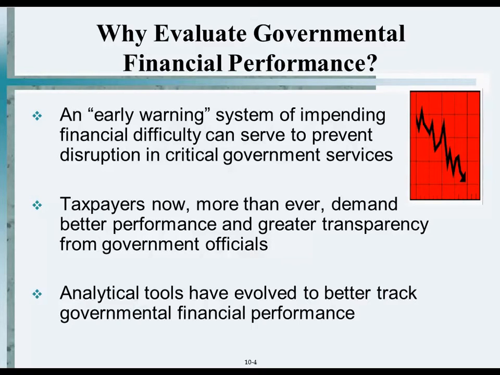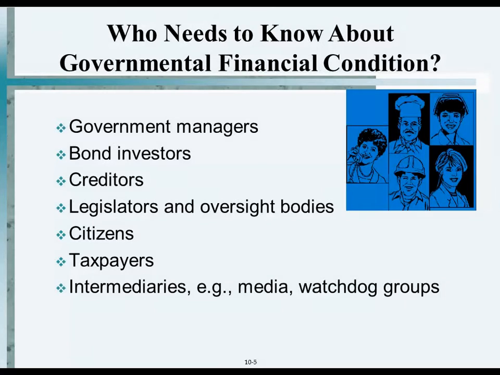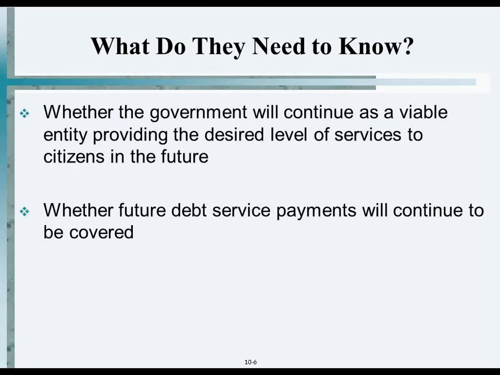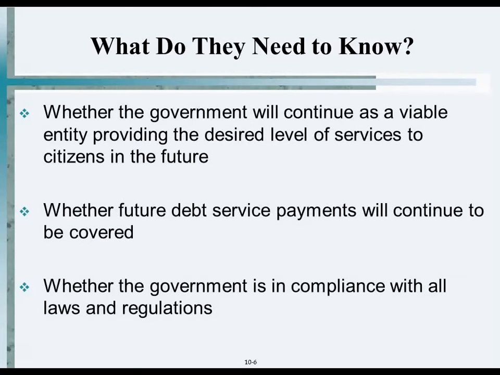Okay, so these are the folks that are interested in evaluating government financial condition: managers, bond investors, creditors, legislators, citizens, taxpayers, and all the others. And as I said, they each have their own interest. So let's go back to our very first chapter. What was the most important thing that we learned behind government financial reporting? It was the word accountability, right?